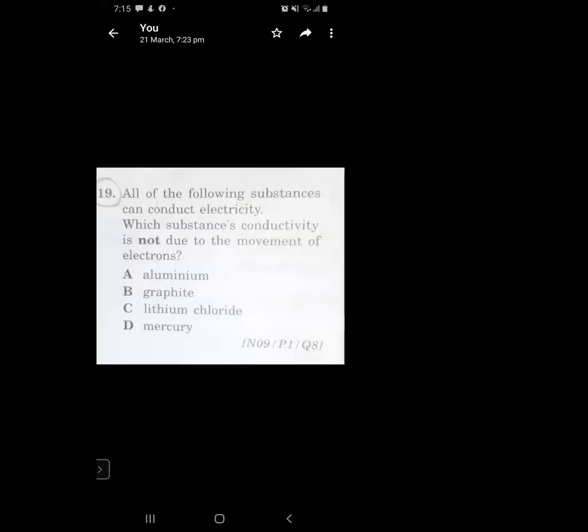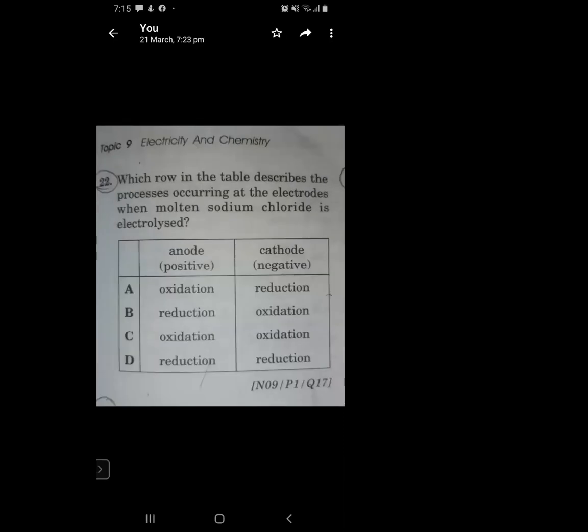Okay, 19. All of the following substances can conduct electricity. Which substance's conductivity is not due to the movement of electrons? Aluminum has free electrons. Graphite has free electrons. Lithium chloride. Mercury is also a metal, it has free electrons. So it is lithium chloride, because lithium chloride in the molten state will conduct electricity due to mobile ions, not electrons. So C is the answer.